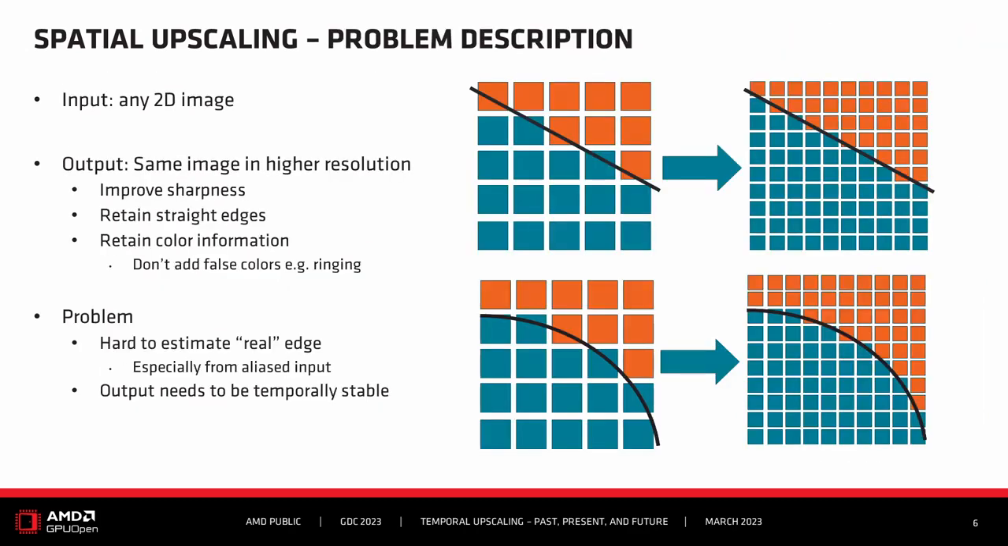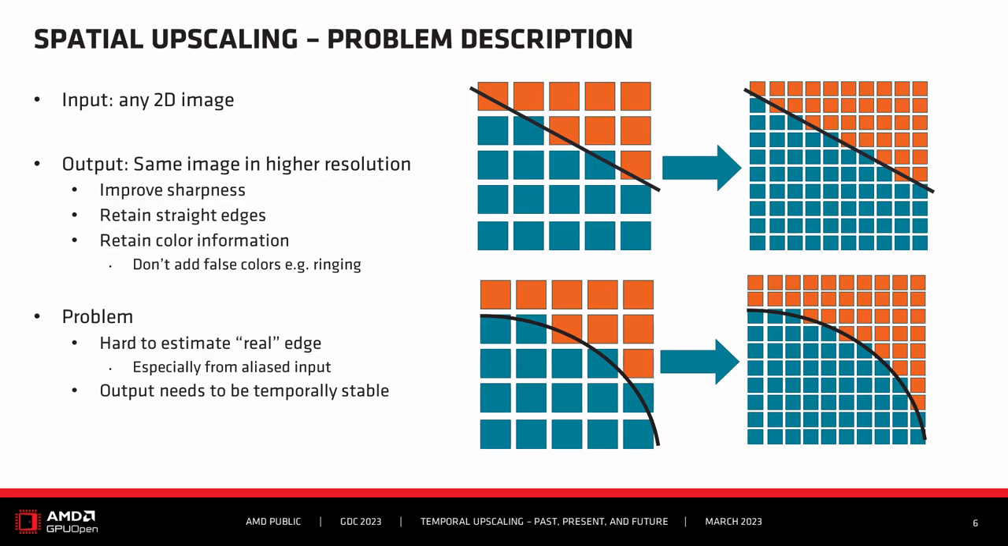Let's start by looking at what we expect the upscaler to do. We want to be able to take any 2D input image without any restrictions, and then we want to output that image in a higher resolution. We want to improve the sharpness while retaining the edge information, and we definitely don't want to introduce any wrong color information, so we don't want to introduce ringing or so.